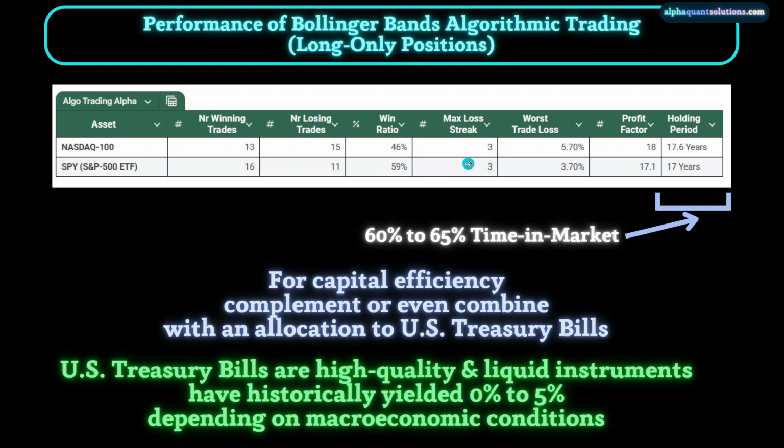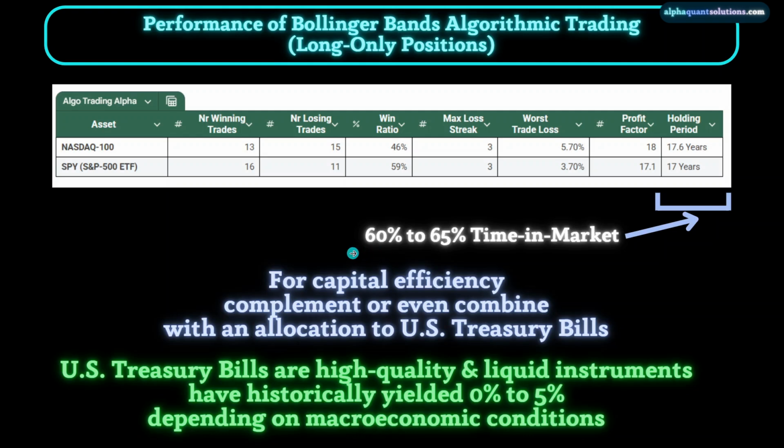The max loss streak, or consecutive number of losing trades, is 3. The worst trade loss is more or less in the same kind of range, say less than 6%, so between 3.7 and 5.7. A similar profit factor above 17, and also a similar holding period, approximately 17 years. So this means that for about 60 to 65% of the time, we have a position in the market.